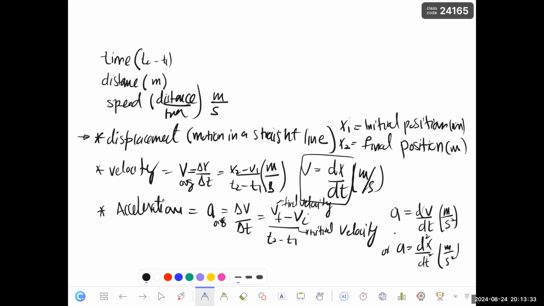Now, the most important thing I'd like to emphasize here is Newton.